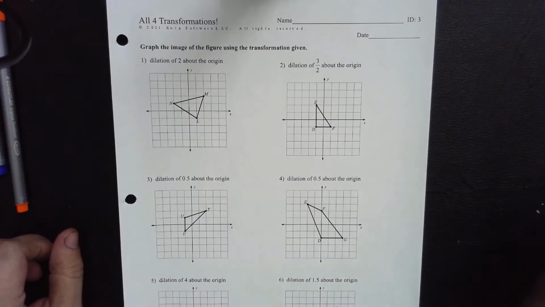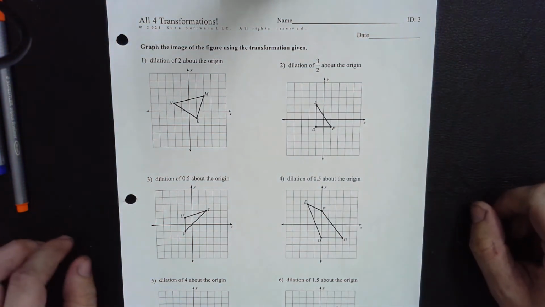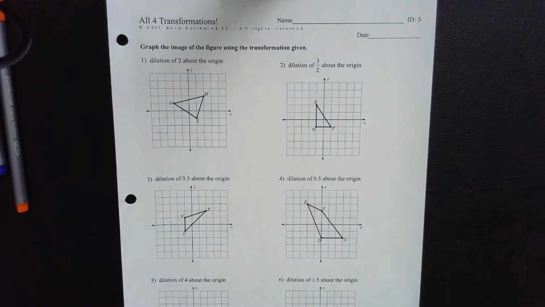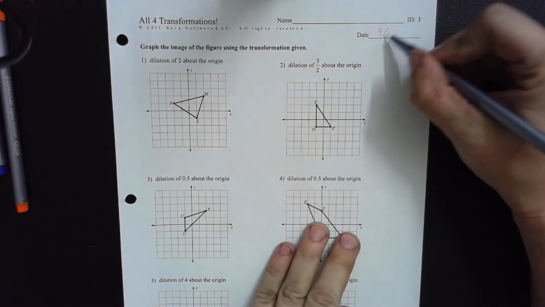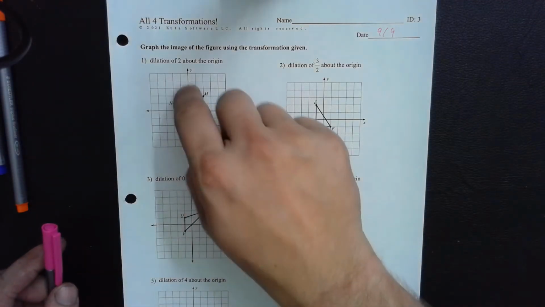Okay, so as promised, we're going to go ahead and do a little bit of help with these transformations. This was our all 4 transformations assignment, given out 9-9 to 3rd block, 8th grade. So we practiced starting today with dilations.